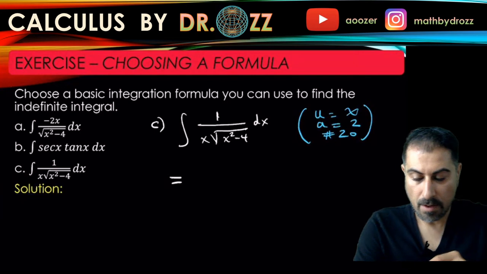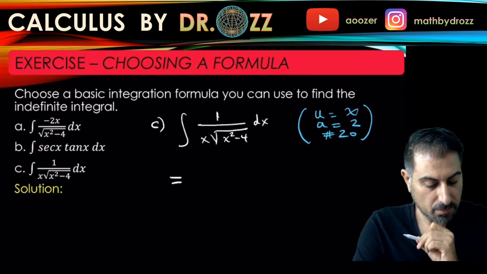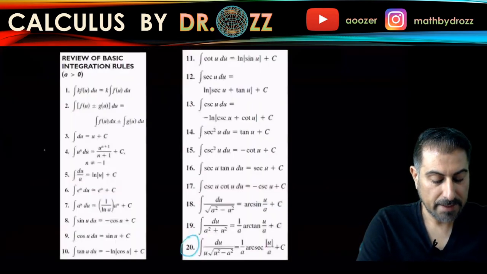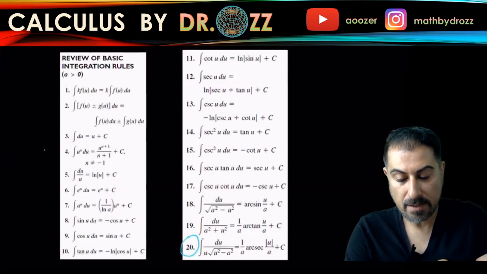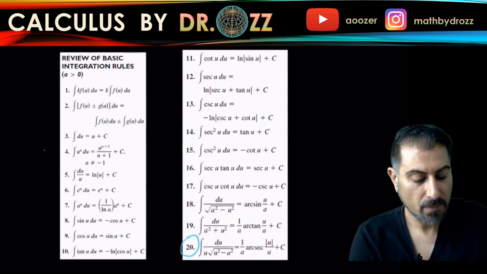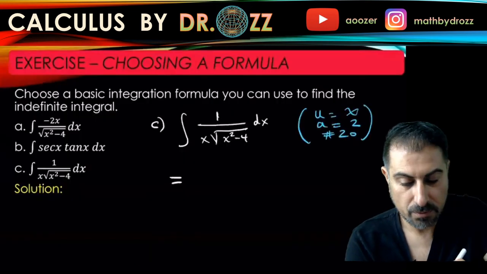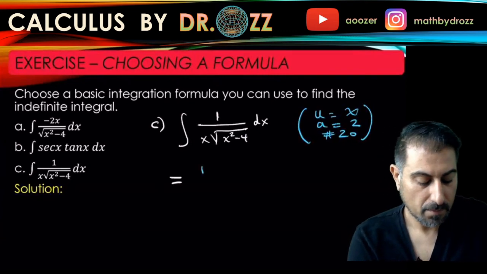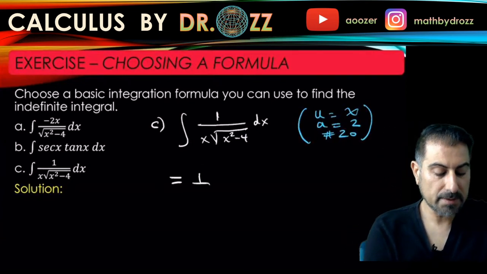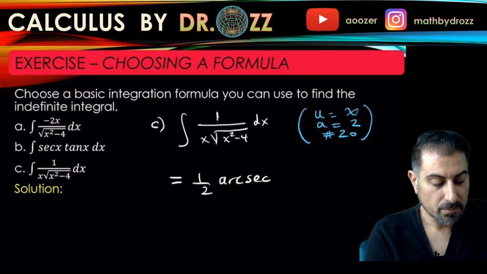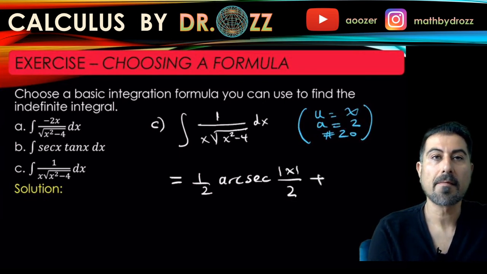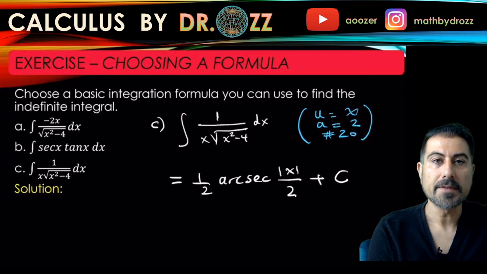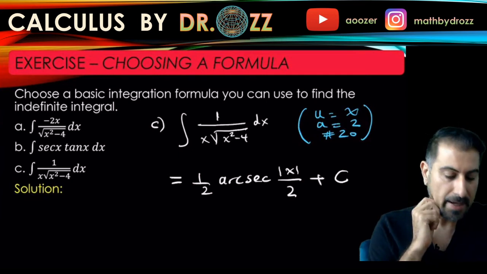There we go. a equals 2, and now I have dx over x radical x squared minus 2 squared. So I have 1 over a arc secant u over a. So 1 over 2 arc secant u over 2, which is x over 2, the absolute value, by the way, plus c. Okay, I think that takes care of that.